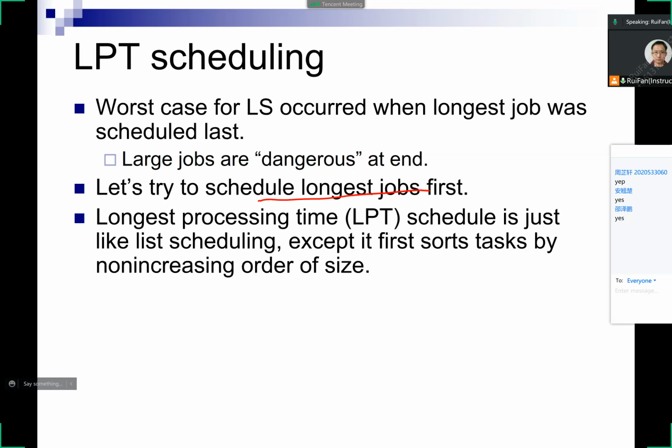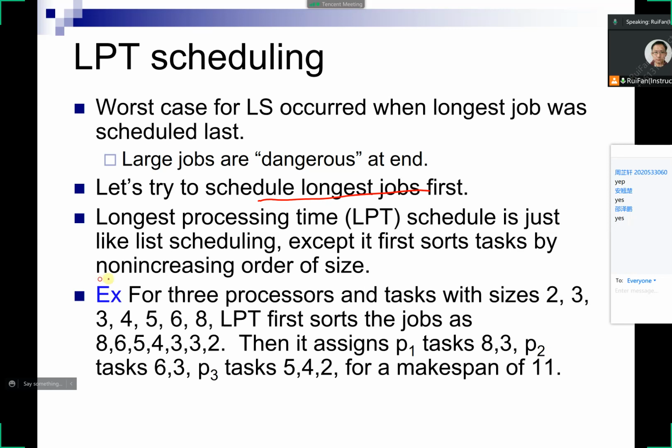LPT scheduling is going to take a set of jobs and sort them into decreasing order. You start with the big jobs and then you process all the jobs in decreasing order, or at least non-increasing order. And then you just run list scheduling on that sorted list of jobs.